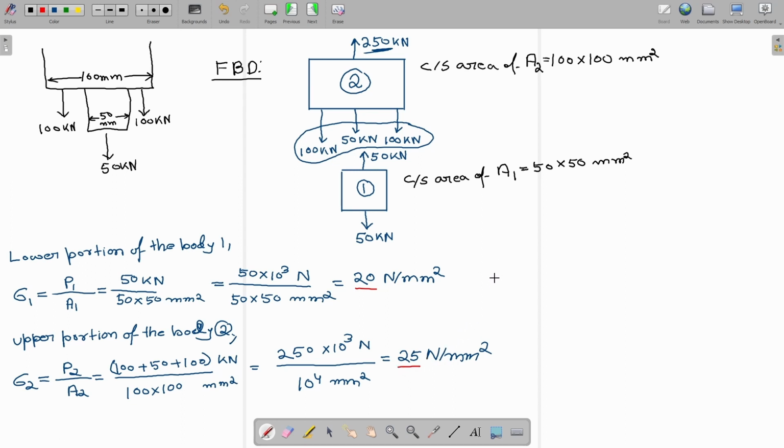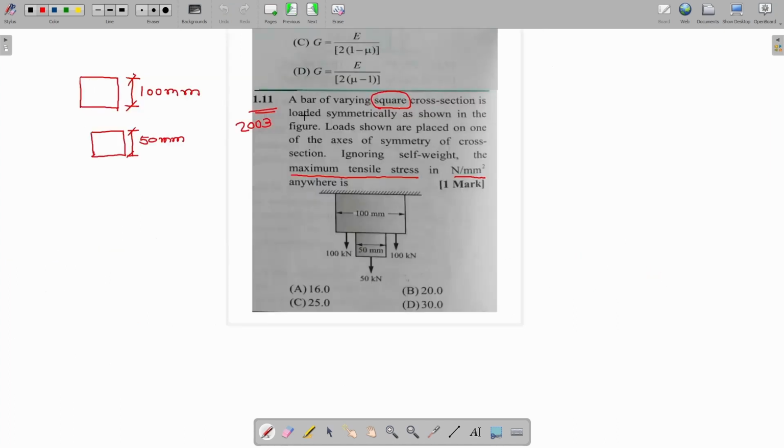Therefore, from here we can write that the maximum tensile stress is equal to 25 Newton per millimeter square. So the correct option is option C, 25 Newton per millimeter square.